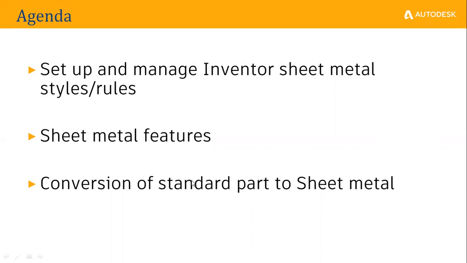Not only limited to Inventor standard parts, you can even bring other CAD files into your Inventor, and you can convert those CAD files to a sheet metal. So we're going to see these things in detail. First, we're going to discuss how we can set up the sheet metal rules, and how we can create bend tables and those things.